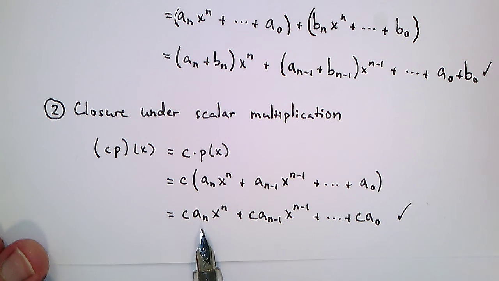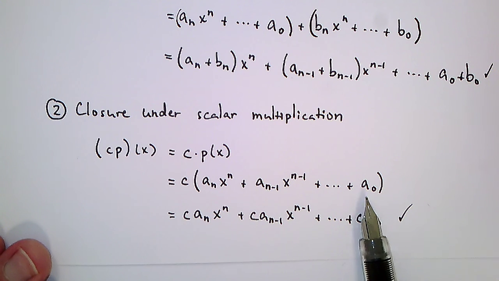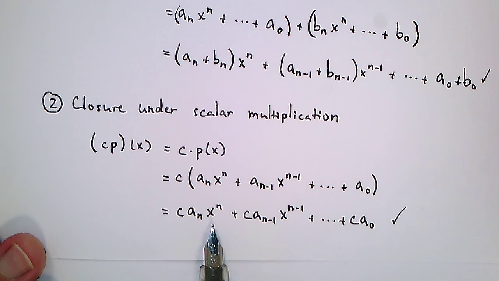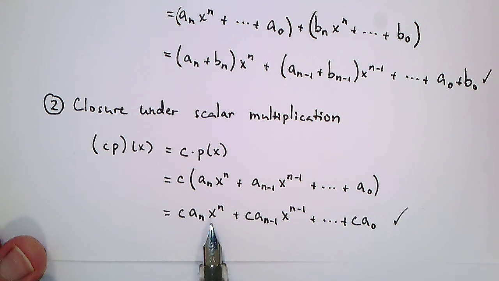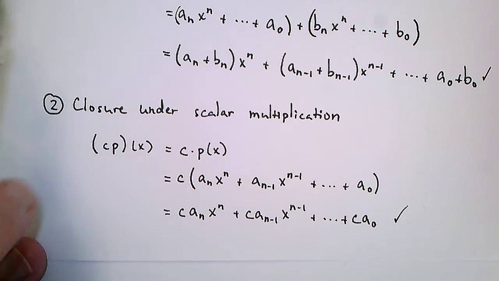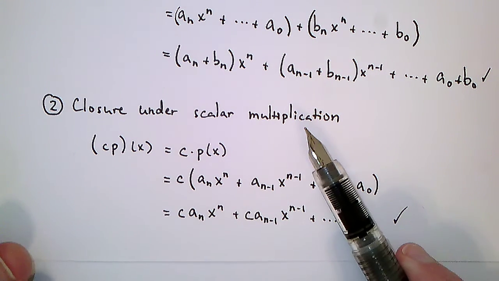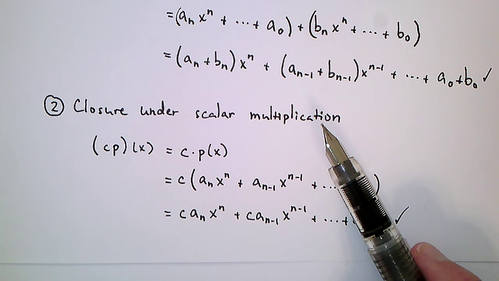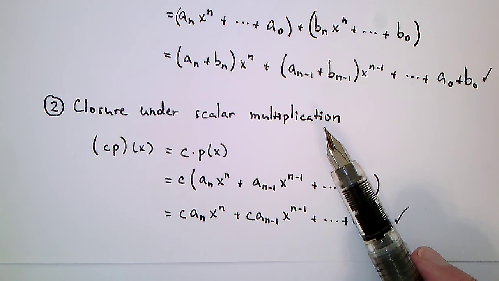So we actually have c times an times x to the n power plus c times an minus 1 times x to the n minus 1 power, and so on and so forth. And then the constant also gets multiplied by c, and we'll stop there. So the form of this new function is also a polynomial of degree at most n. And that finishes off the proof. Once we've shown that it's closed under addition and scalar multiplication, that's all we have to do to show that this set is a subspace of our original vector space of functions from the real numbers to the real numbers.